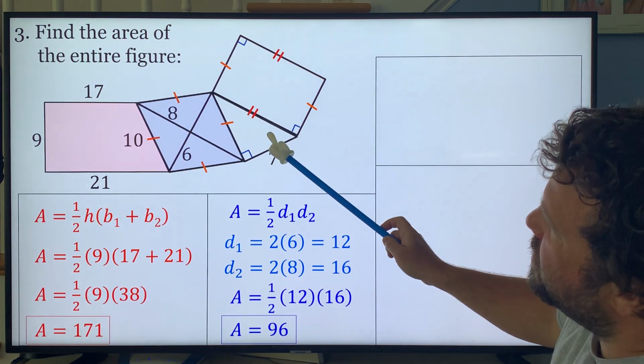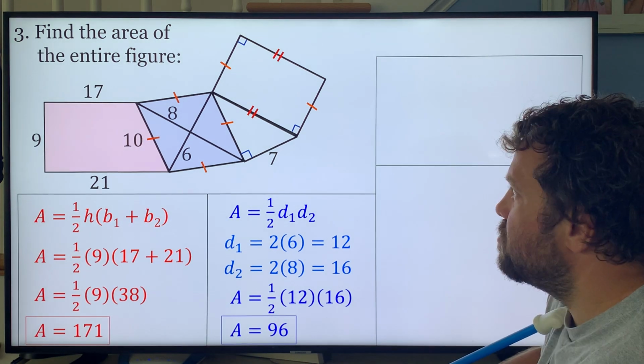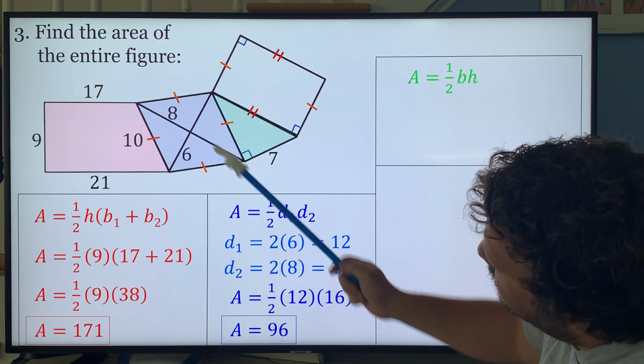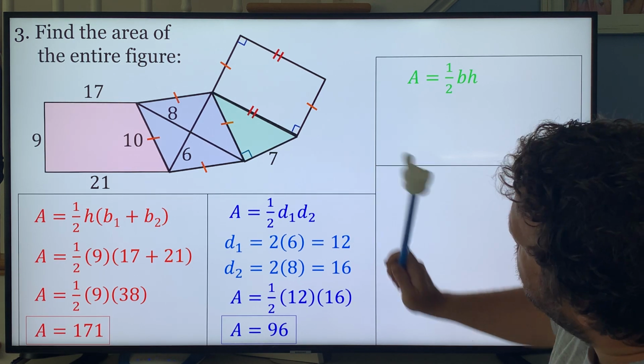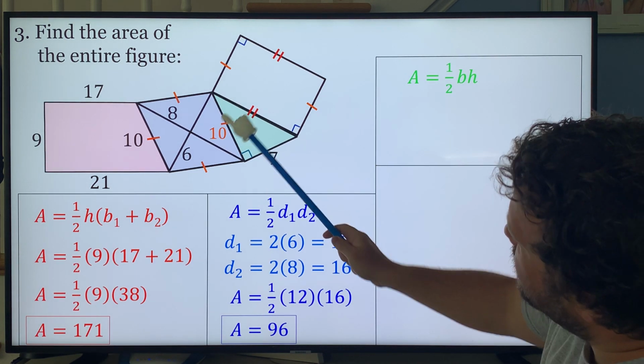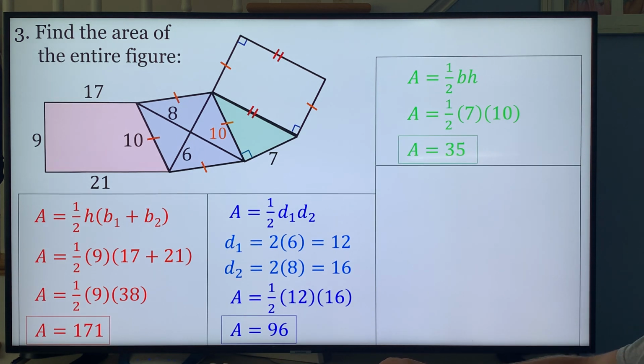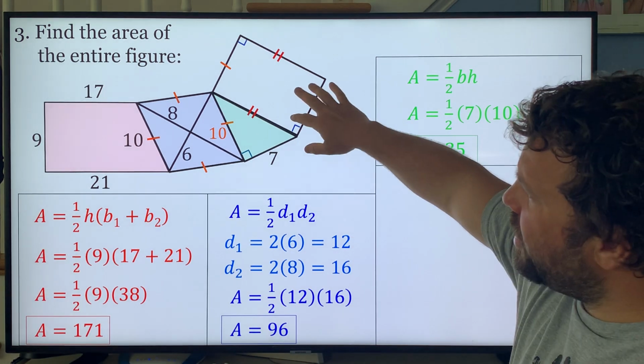All right? What's that figure? I see a right triangle. Now look at, this is 10, so that means all these are 10. So that means this side is 10. And 1/2 of base times height, 7 times 10 is 35. And then you got this one.